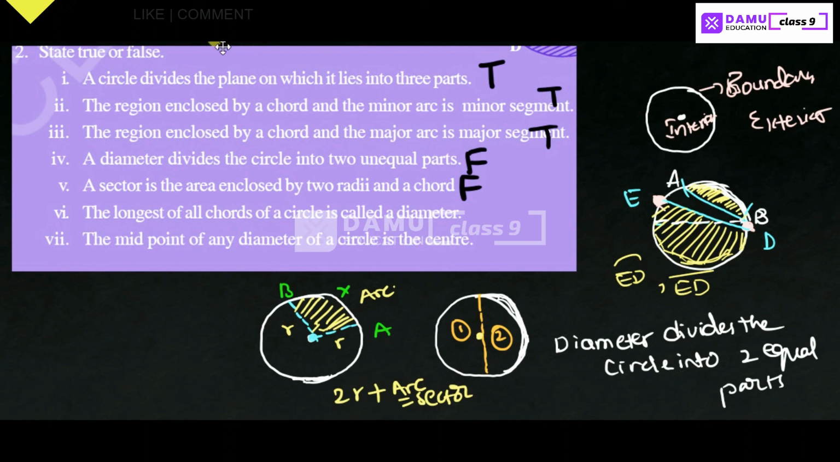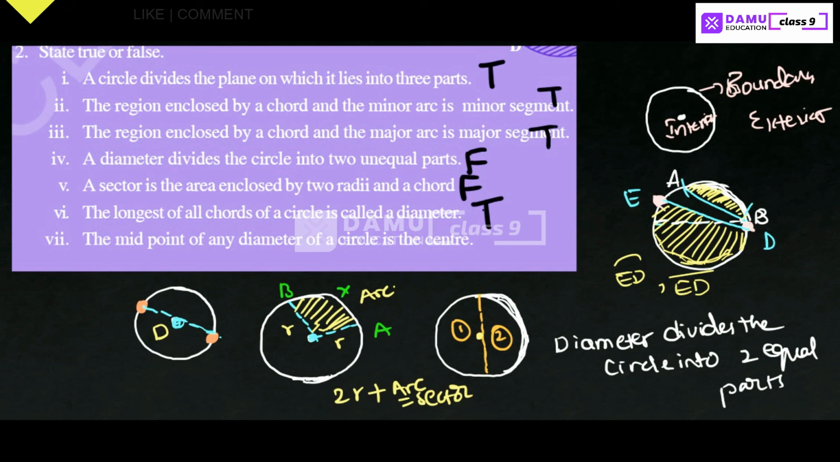Next one. The longest of all chords of a circle is called the diameter. Yes, it is true. So let's draw one circle like this. The chord means, apart from your center, the chord means joining 2 points on the circle. Then join through the center. The chord which is joining through the center is called the diameter. As we told, yes, it is the maximum chord.